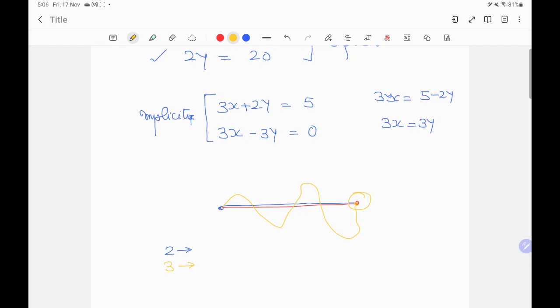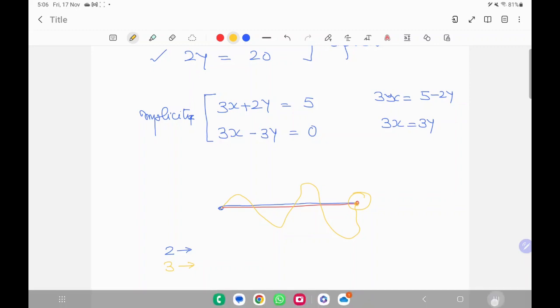It will be making many errors on the way, but finally it will reach the real point solution.